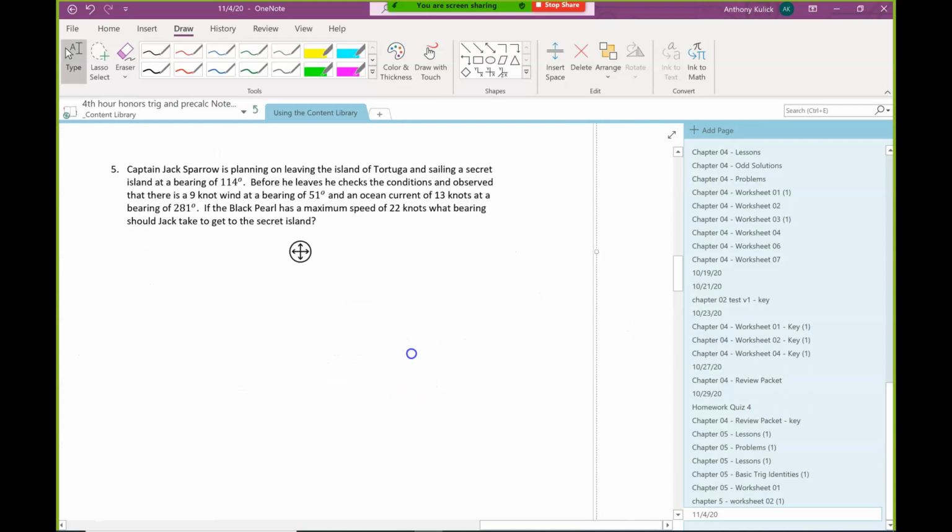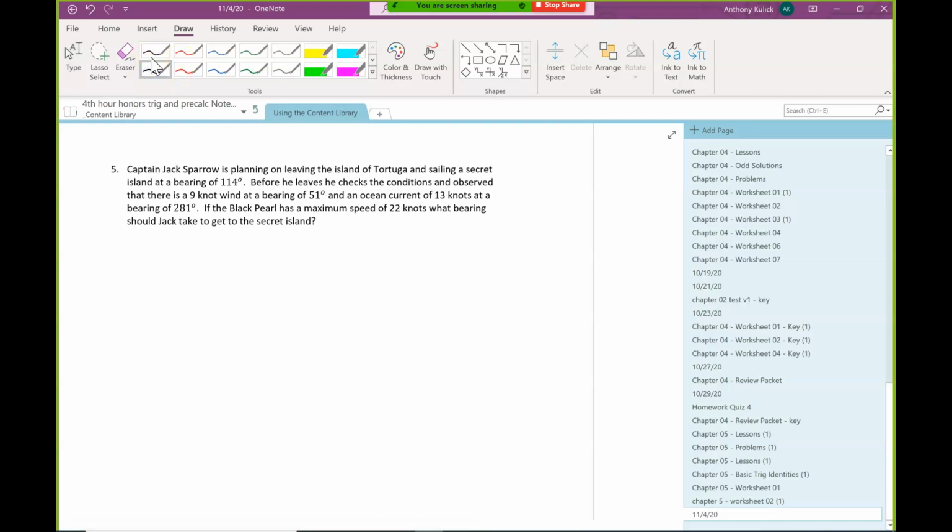Sparrow is planning on leaving the island of Tortuga and sailing to a secret island at a bearing of 114 degrees. Before he leaves, he checks the conditions and observes there's a 9-knot wind at a bearing of 51 degrees, and an ocean current of 13 knots at a bearing of 281. The Black Pearl has a maximum speed of 22 knots. What bearing should Jack take to get to the secret island?